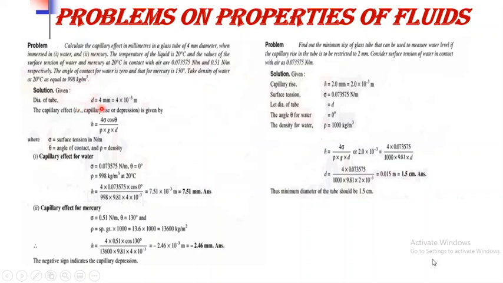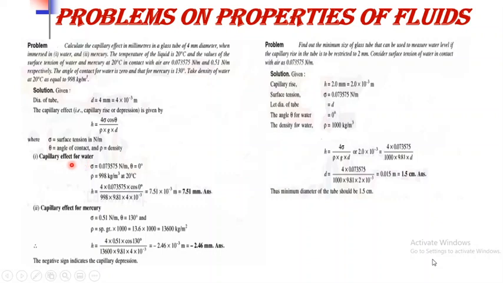So the diameter of pipe is 4 mm, that is 4 into 10 raised to minus 3 meter. And for calculating the capillary rise or fall, the equation is same, that is H is equal to 4 sigma cos theta upon rho GD. So for first case, that is when we immerse the glass tube in the water, there is a capillary rise, and which is nothing but the capillary effect for the water.